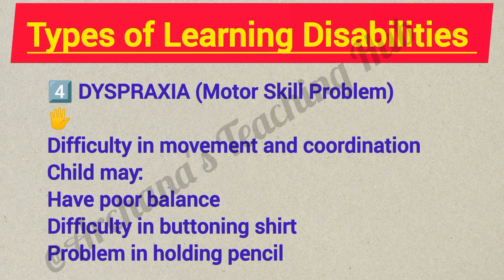Four, dyspraxia, motor skill problem. Difficulty in movement and coordination is called dyspraxia. The child may have poor balance, difficulty in buttoning a shirt, and problems in holding a pencil.